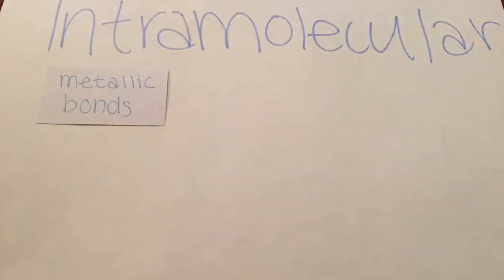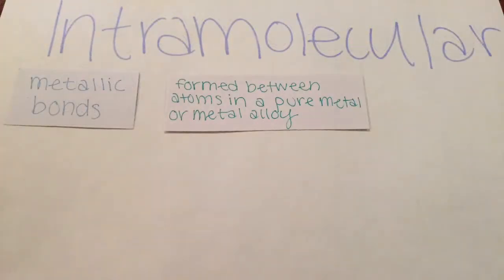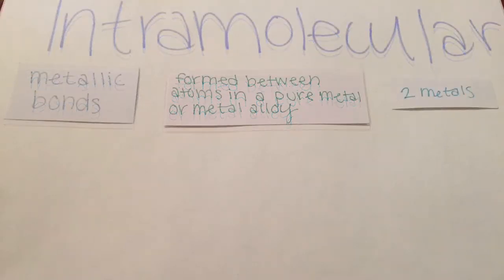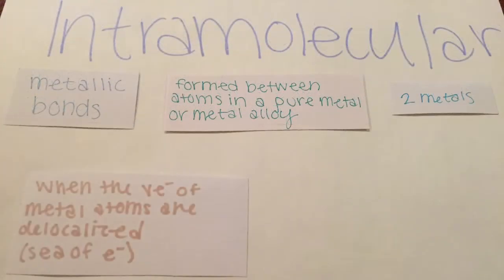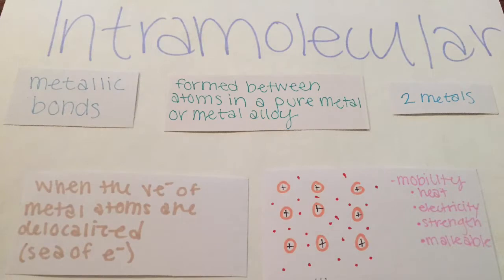Next we're going to talk about metallic bonds, and these are formed between atoms in a pure metal or metal alloy and occur between 2 metals. When the valence electrons of metal atoms are delocalized, this creates a sea of electrons, which is represented by the little red dots on the right, and they are surrounded by the cations they form when the electrons are delocalized. The electrons and the cations form this crystal lattice structure, which gives metal its strength, but because of the electron sea, the cations can move around, and the mobility allows for metal to be good conductors of heat and electricity as well as malleable.